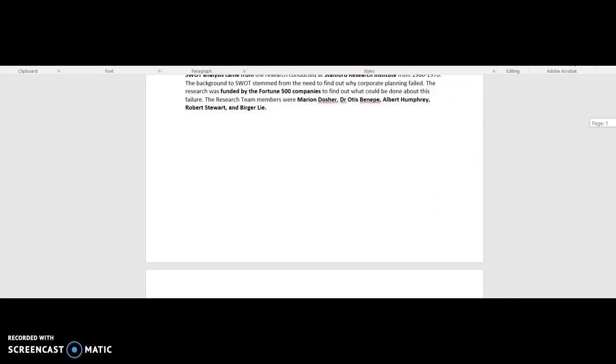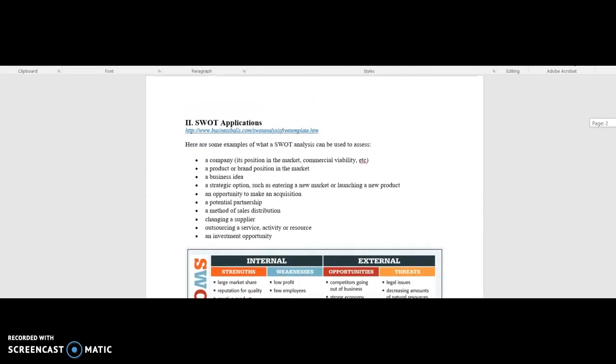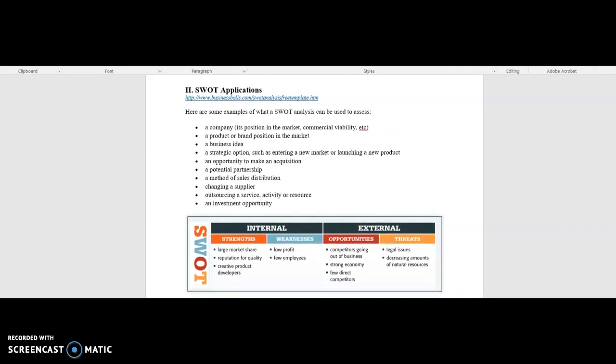Okay, so the next part we're going to talk about here is really what is SWOT application, what is SWOT analysis, and how it can be used. Basically, a company uses it for a lot of different reasons. It uses it to establish a brand, to determine if they're going to acquire another company, to come up with a new business idea, to see if they're going to go into a potential partnership or change a supplier. So they kind of go through the same process every single time they're going to make a new business decision.